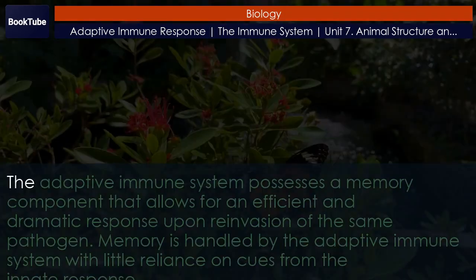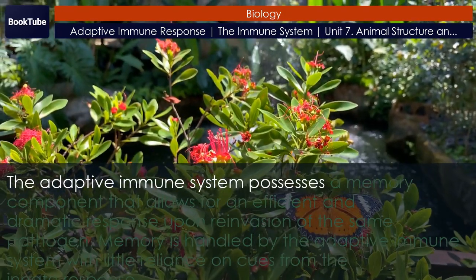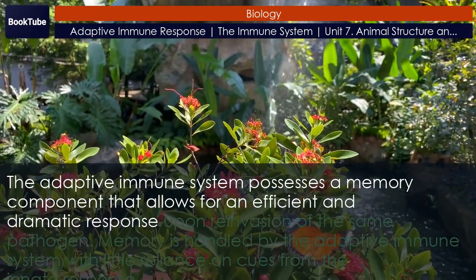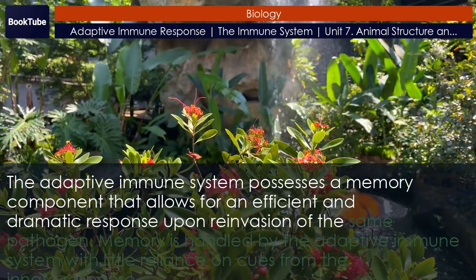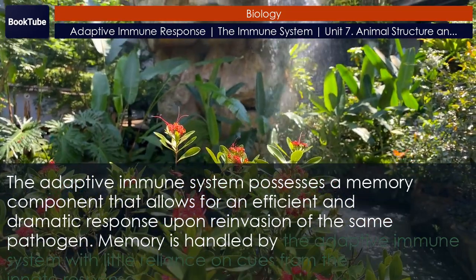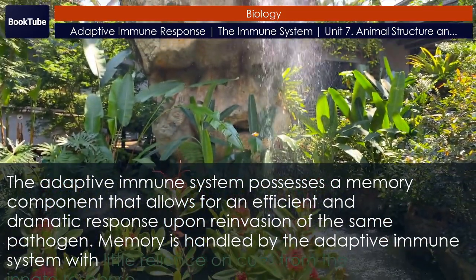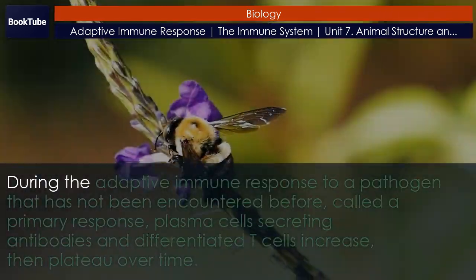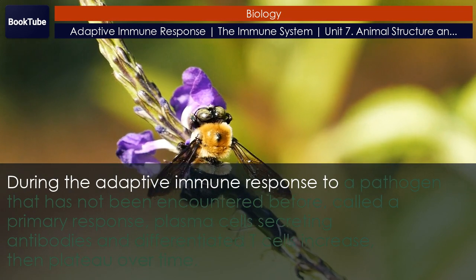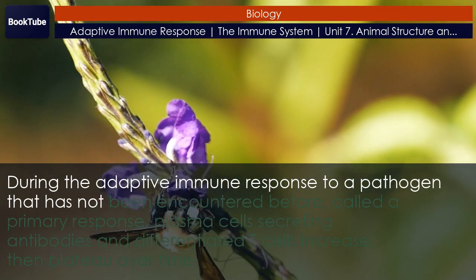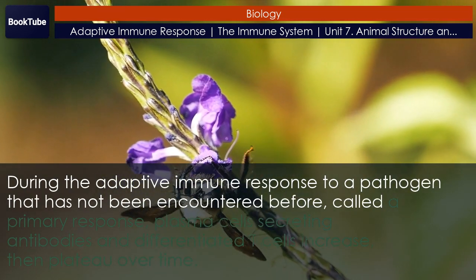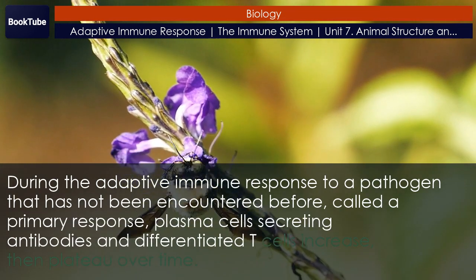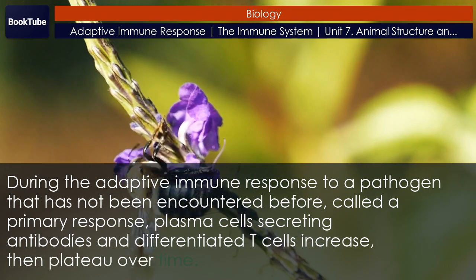Immunological memory. The adaptive immune system possesses a memory component that allows for an efficient and dramatic response upon reinvasion of the same pathogen. Memory is handled by the adaptive immune system with little reliance on cues from the innate response. During the adaptive immune response to a pathogen that has not been encountered before, called a primary response, plasma cells secreting antibodies and differentiated T cells increase, then plateau over time.